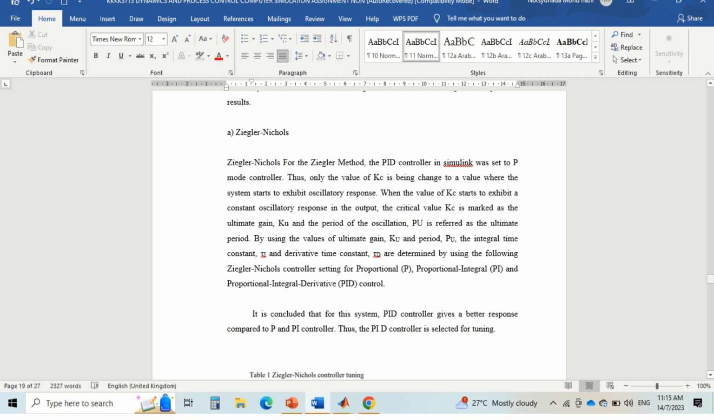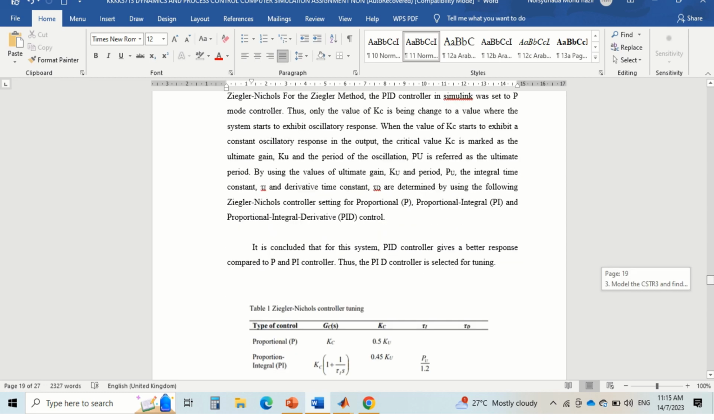the PID controller in Simulink was set to P-only mode control. Thus, only the value Kc is being changed to a value where the system starts to exhibit oscillatory response. When the value of Kc starts to exhibit constant oscillatory response in the output, the critical value Kc is marked as the ultimate gain, Ku, and the period of the oscillation, Pu, is referred to as the ultimate period.